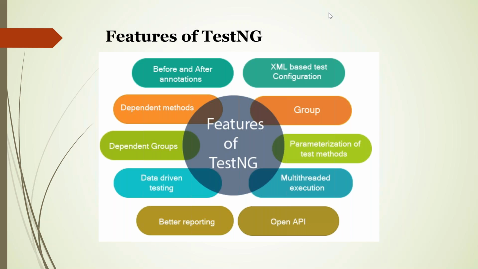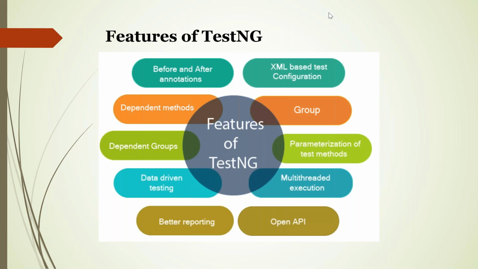Then we have parameterization of test method. So we can parameterize that: this data for this method, that data for this method. So we are going to parameterize the methods which we are using. Then we have multi-threaded execution. Multi-threaded means we are executing in parallel, and then on the server also we can execute this test for everything.